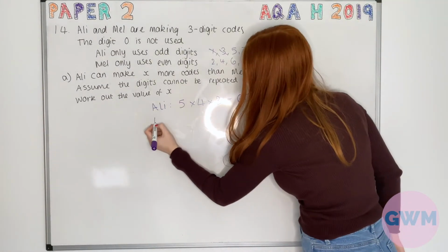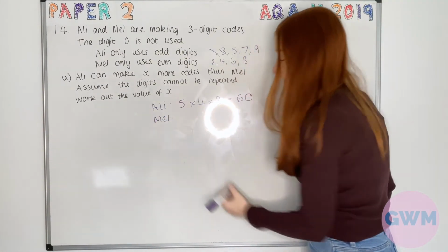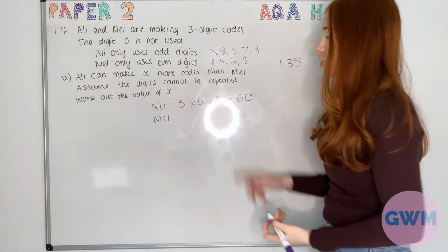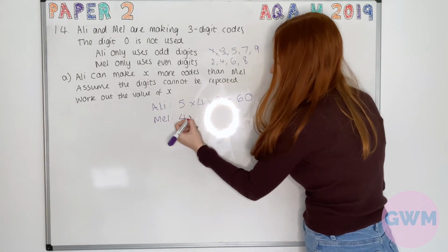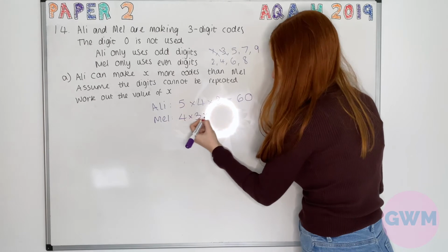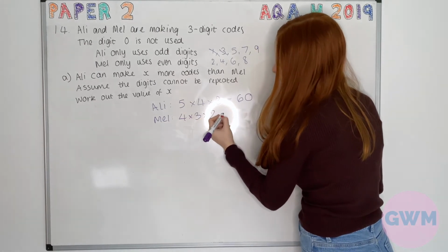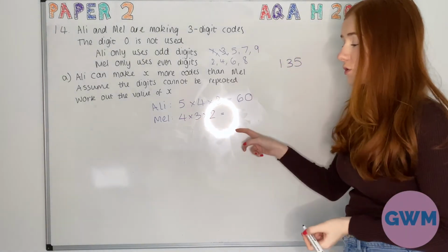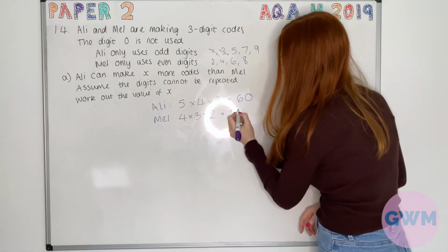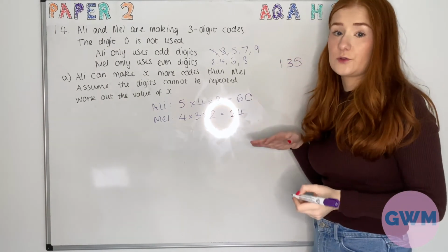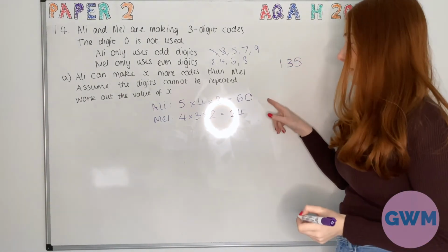Mel, on the other hand, it's a similar process, but she has fewer numbers to choose from. She starts with 4, which then goes down to 3 for the second number and 2 for the third number. So when we multiply that, we get 24. So Mel only has the option to make 24 codes.